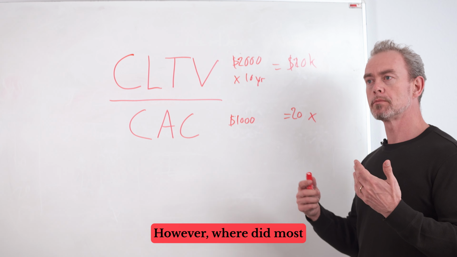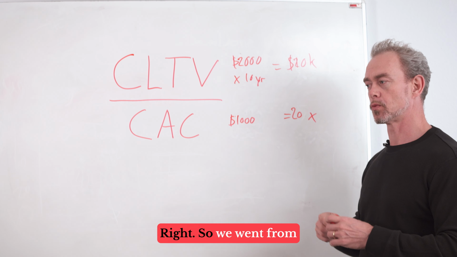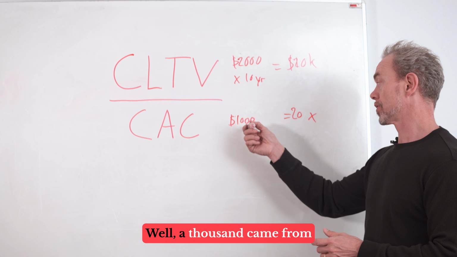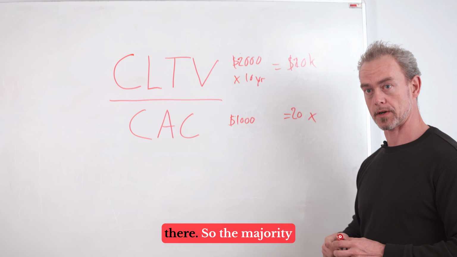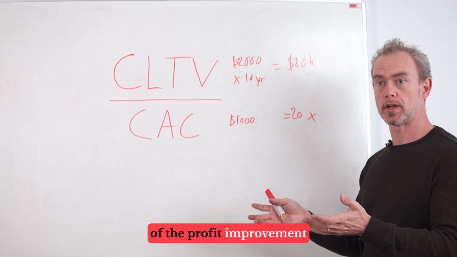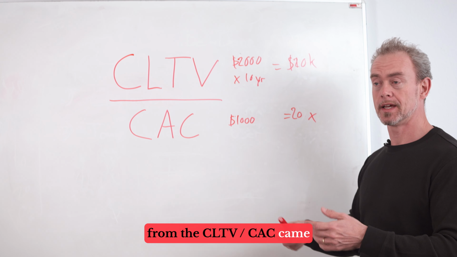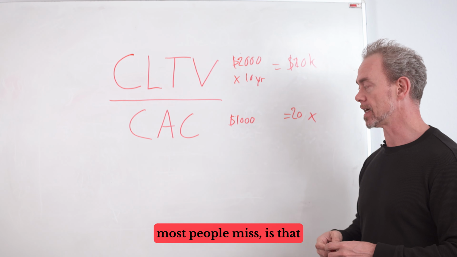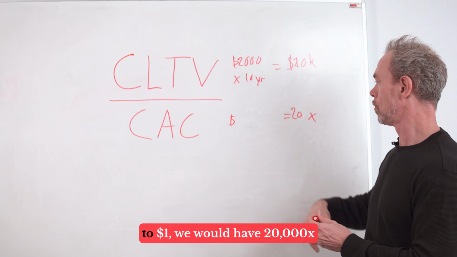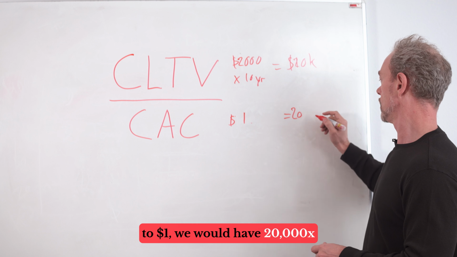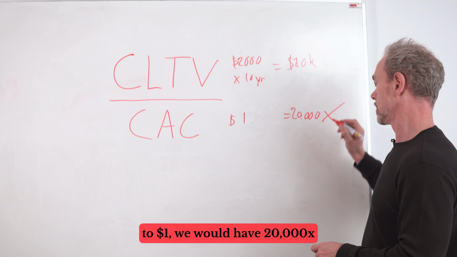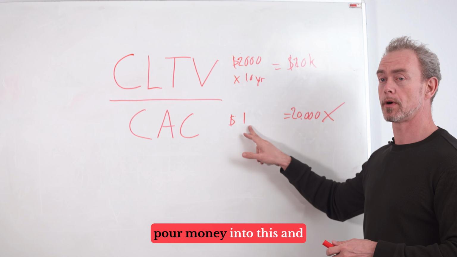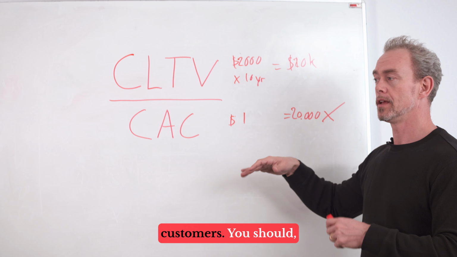However, where did most of that profit come from? So we went from 8,000 to 19,000 in profits. Well, 1,000 came from here and 10,000 came from there. So the majority of the profit improvement from the CLTV to CAC came from the improvements in the CLTV. And that is something that most people miss. If we took this to $1, we would have 20,000x in our CLTV to CAC, which is great, especially if you can just pour money into this and acquire 1 million customers. You should of course do that.